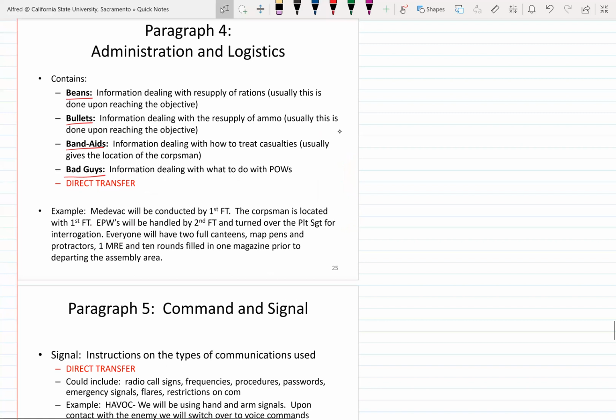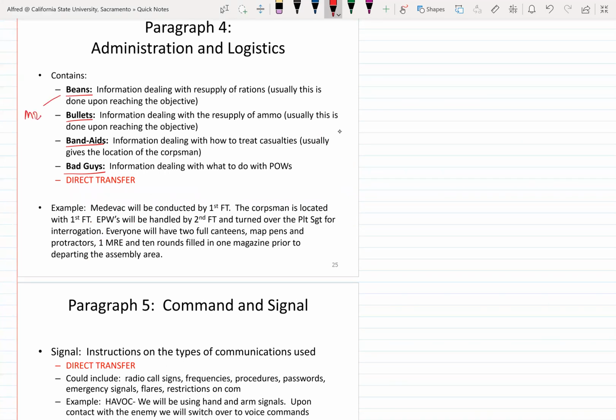Your beans, you have MREs always, or usually, or you don't. Maybe you don't have any, and then you can just say no MREs, no beans, easy. No bullets or 10 bullets, whatever you have.